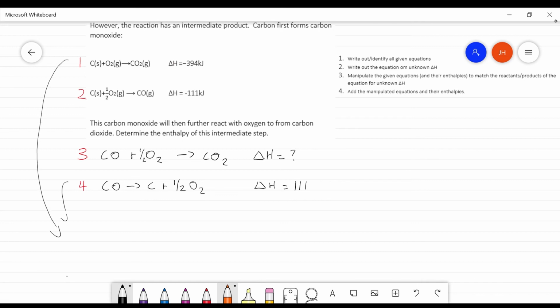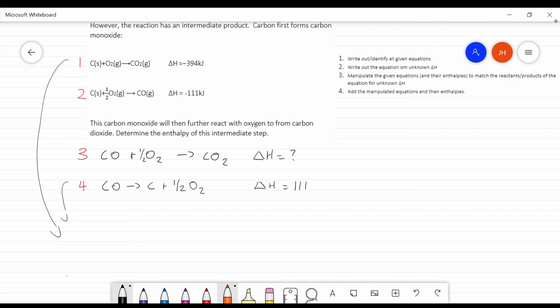We've set up equation 1 and 4 to match what we're expecting in equation 3, the missing reaction in this Hess problem. So we've got carbon monoxide on the right side for equation 3 and 4, and carbon dioxide on the right side of the equation for 1 and 3. What that means is if we add 1 and 4 together, we should end up with equation 3 at the end. So I'm going to physically do that to show you.